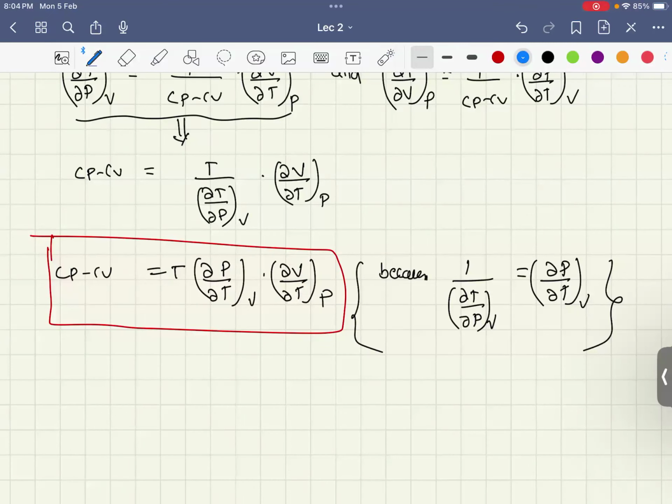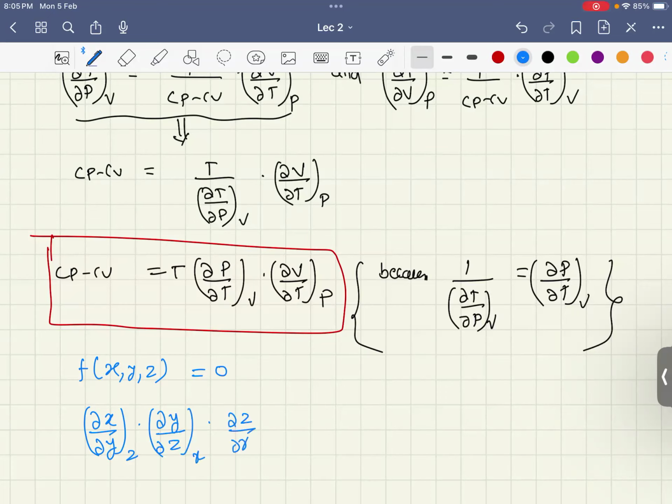If we have some function of x, y, z, and we represent it in such a form that it equals 0, then we have ∂x/∂y at constant z times ∂y/∂z at constant x times ∂z/∂x at constant y, which is equal to -1. This is called the cyclic rule, or cyclic product.